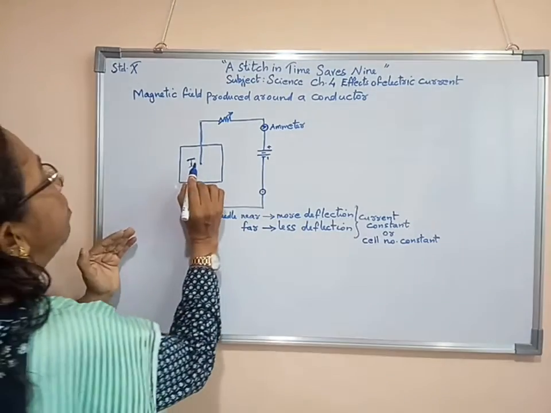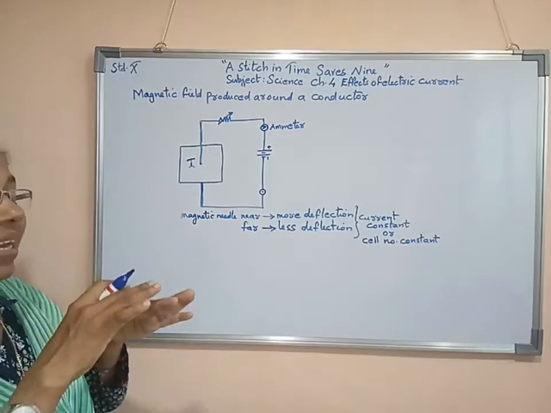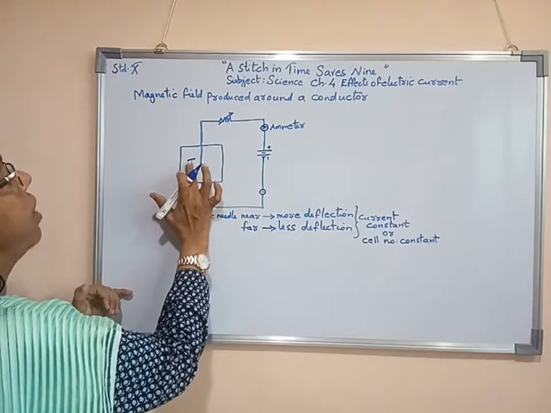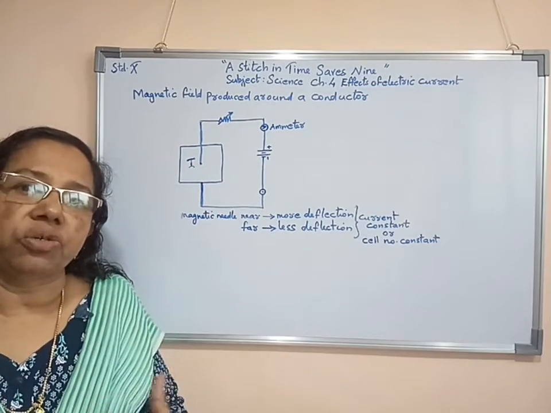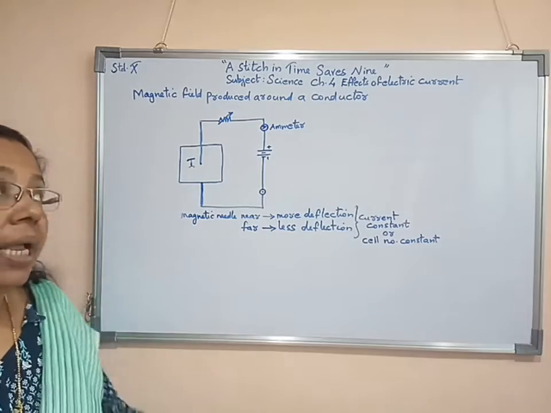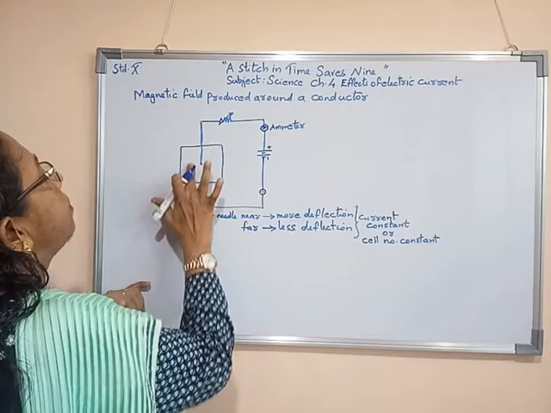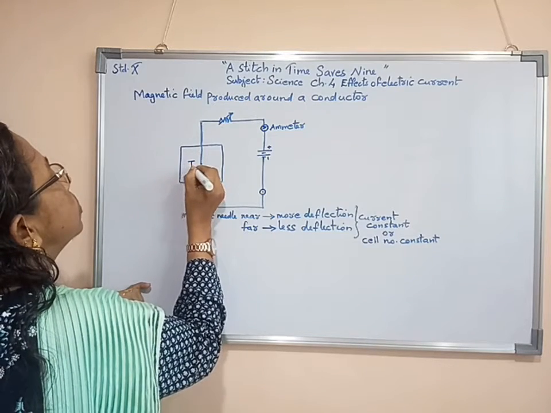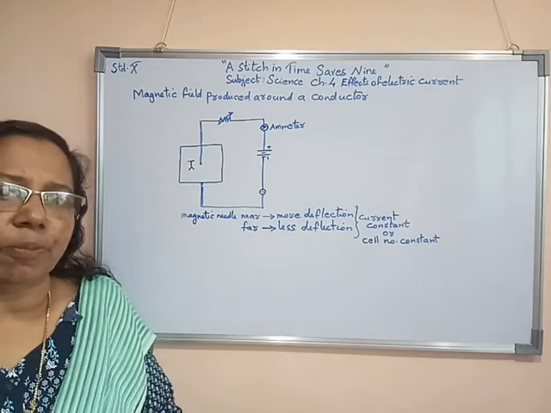If you keep the magnetic needle near the conductor, you can find that it deflects more. At the same time, if you keep the magnetic needle far from it, you can find that the magnetic needle shows less deflection. Now one more way we can explain. Now we are keeping the magnetic needle in one fixed place.